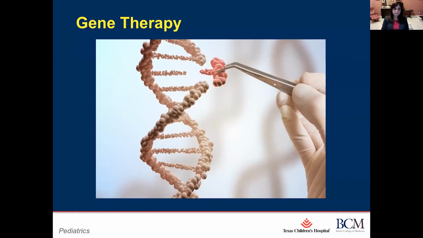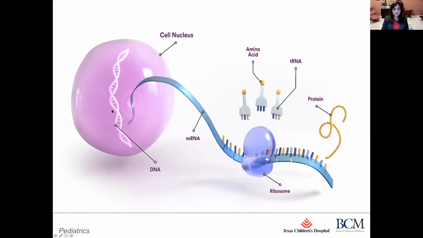Okay, so now let's talk about gene therapy. Gene therapy is replacing a faulty gene by using a viral vector. And this is just to give you an illustration of how we make protein in our body. We know that every cell in our body has DNA. DNA carries the information, or recipe, for the protein. And once our body needs protein, that DNA transcribes that information to another molecule called messenger RNA.